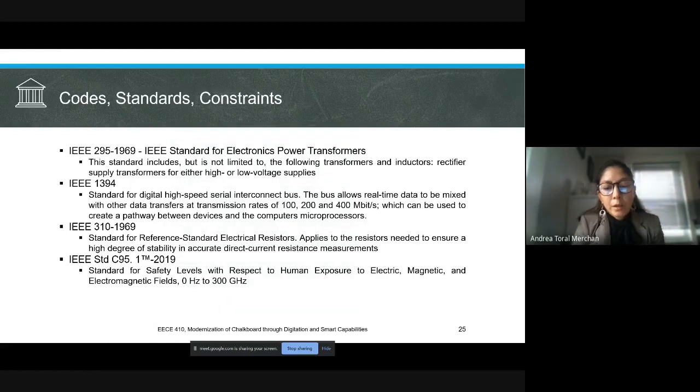Next. As far as codes and standards related to our project, using the IEEE guidelines, we have standards for electronic power transformers, standards for high-speed serial interconnected bus, standards for electrical resistors, and standards for safety levels with respect to human exposure to electric, magnetic, and electromagnetic fields.